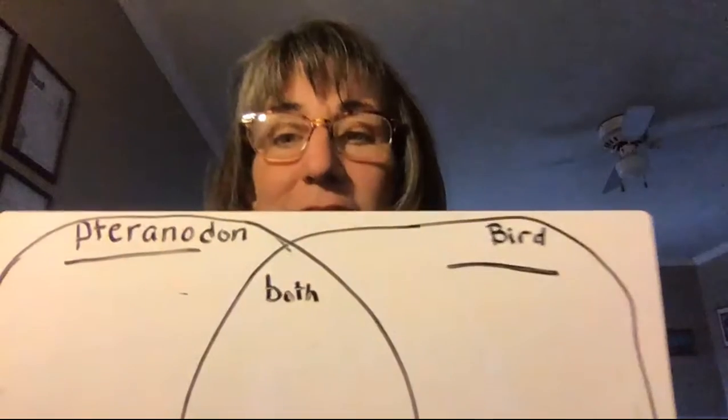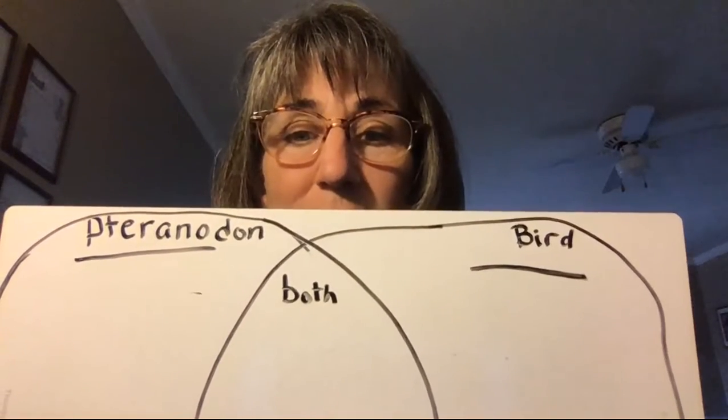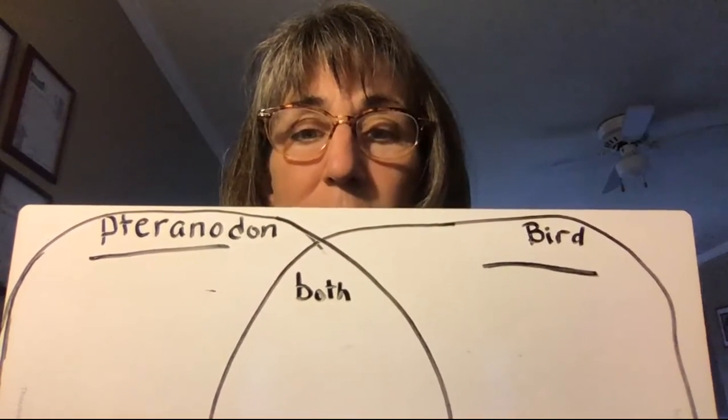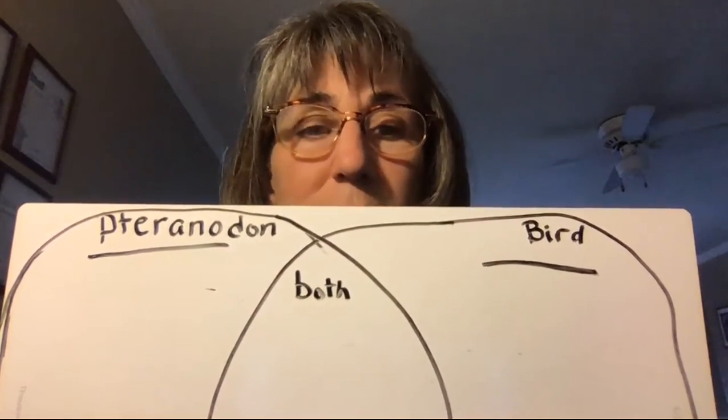All right, let's stop sharing. And let's get our paper and pencil ready. Make sure you've written on the top of your paper, pteranodon and bird. One more time, just to show you. And then my word in the middle is both. Sorry, I'm not very good at writing with this particular marker. Okay, so our job today is to compare and contrast the two.